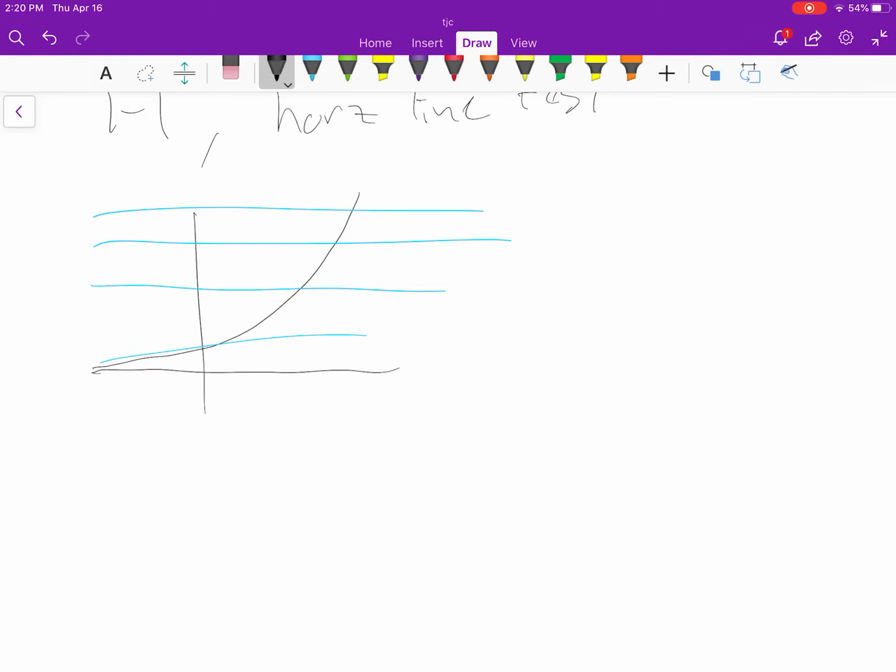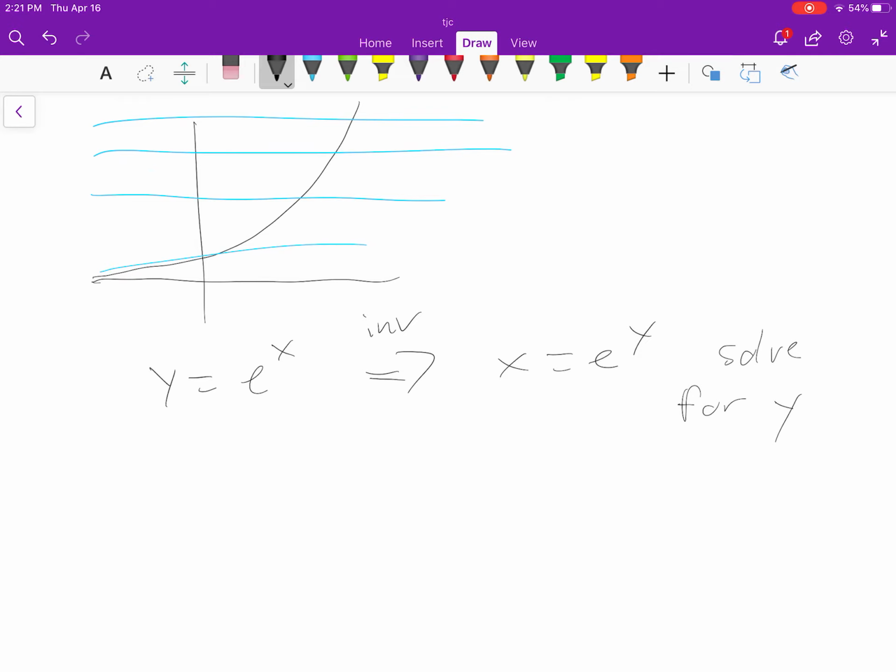So typically, when we're trying to find an inverse, we switch the x and the y. So if we have this function, y equals, say, e to the x, and we want to find its inverse, we switch the x and the y, and we solve for y. Remember doing this, finding inverses. Okay, well the question is how do we solve for y?